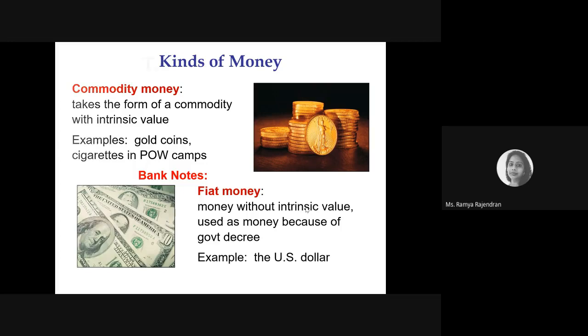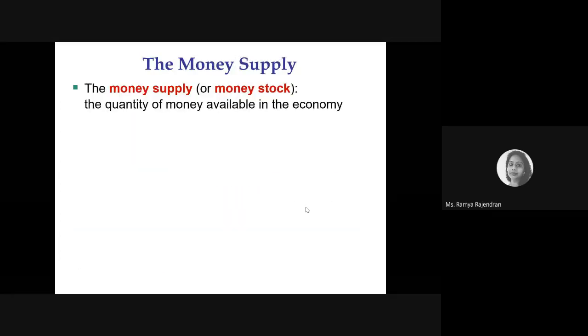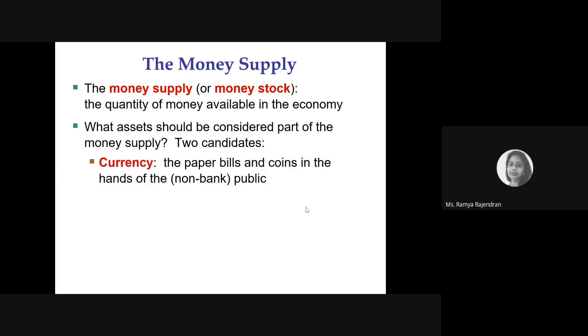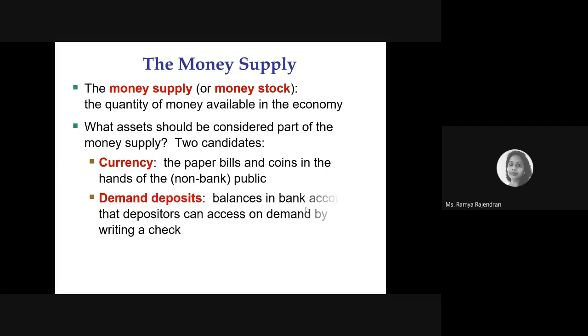Okay. Next one is money supply. So how is money supplied in the economy? It is supplied in two ways. First one is through currency, the paper money or the coins that we have, and as demand deposits.